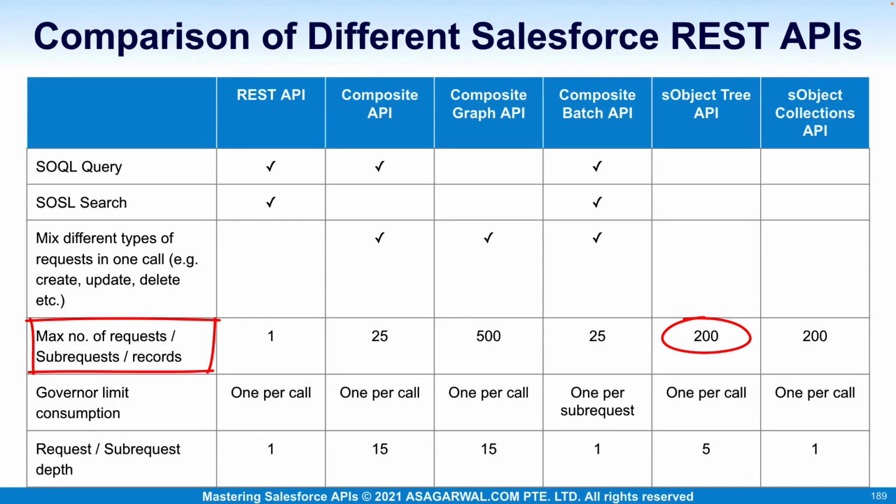Using sObject tree, you can insert 200 records across multiple objects in a single call. And using sObject Collections API, you can insert, update, upsert or delete 200 records at a time.